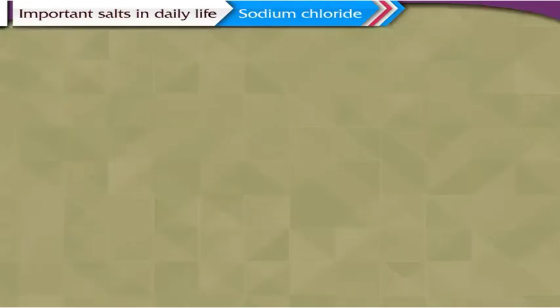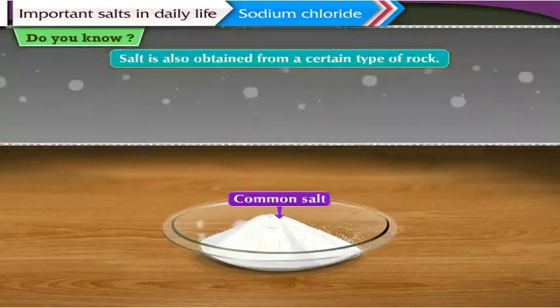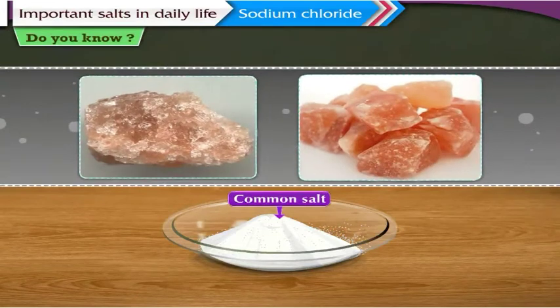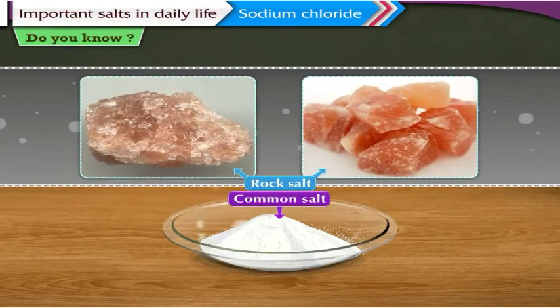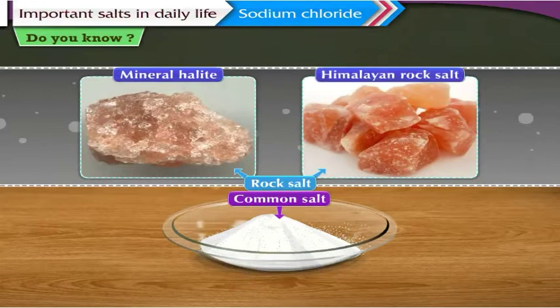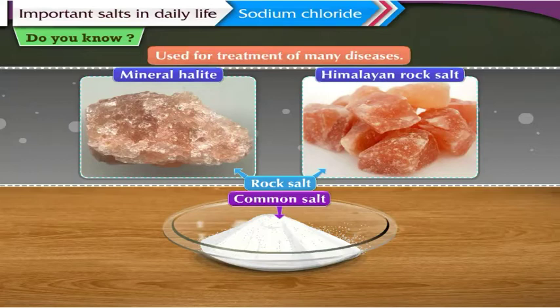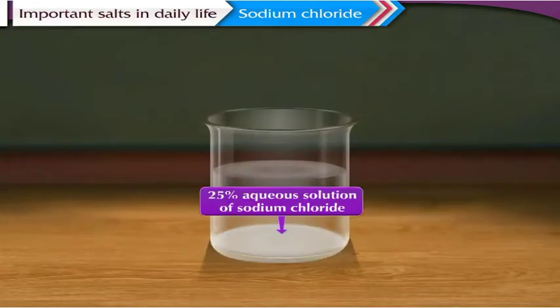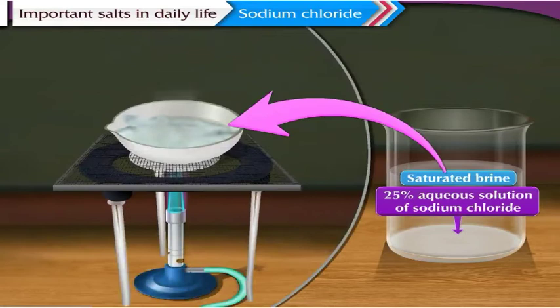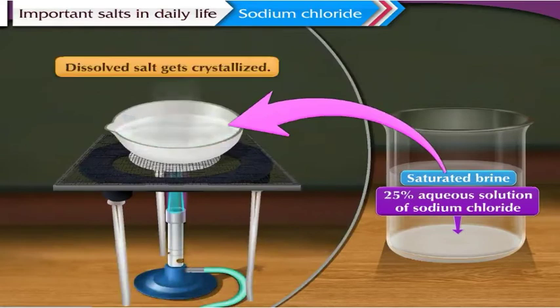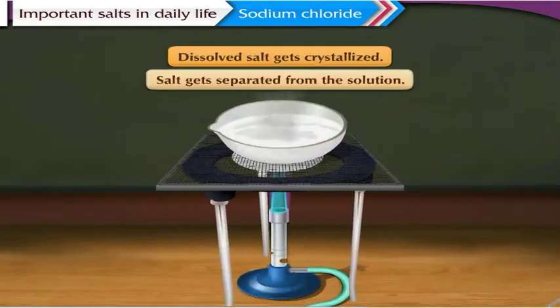Do you know? Salt is also obtained from a certain type of rock. This salt is called rock salt. Some examples of rock salt include mineral halite and Himalayan rock salt. This salt is used for treatment of many diseases. The 25% aqueous solution of salt is called saturated brine. When 1/5 of this solution is evaporated, the dissolved salt gets crystallized and separates from the solution.